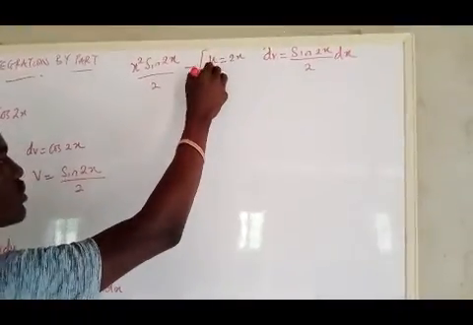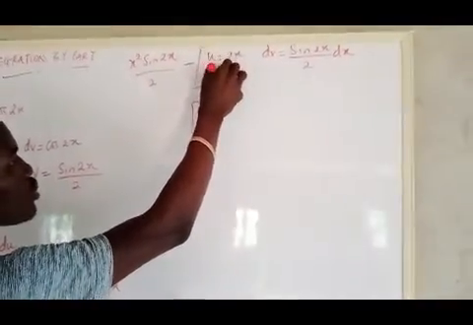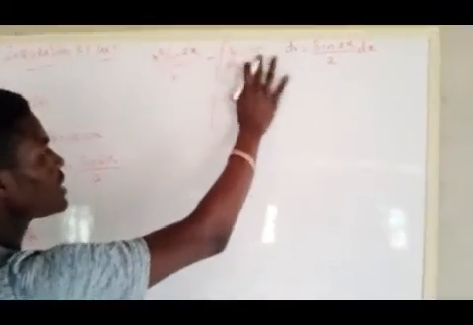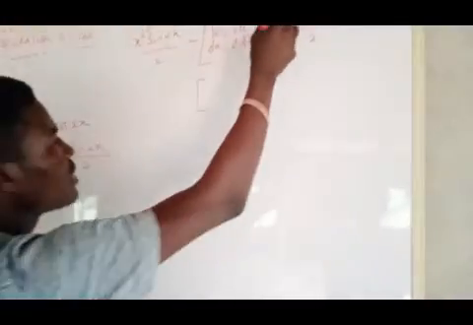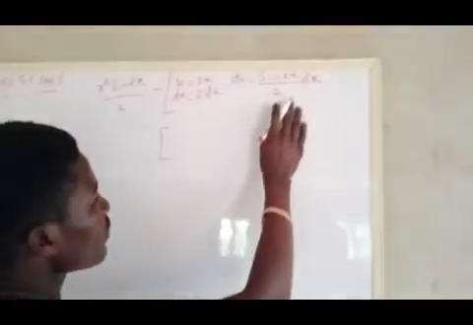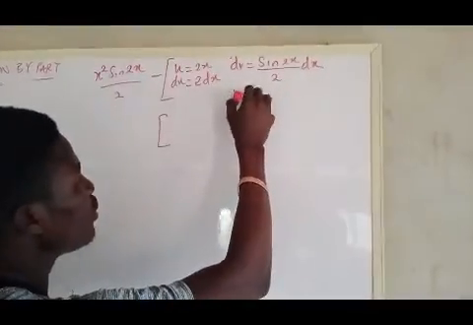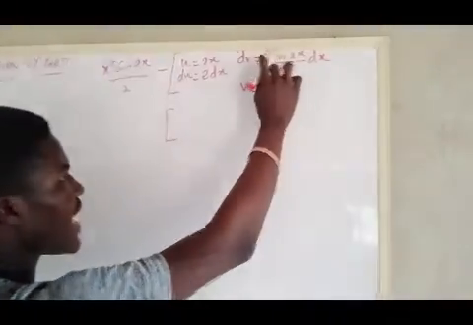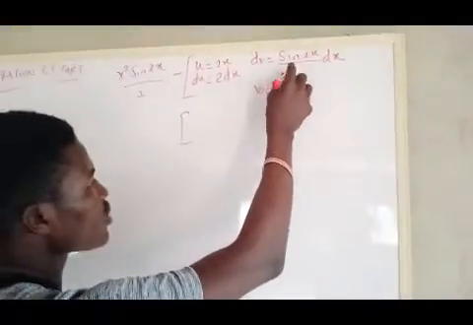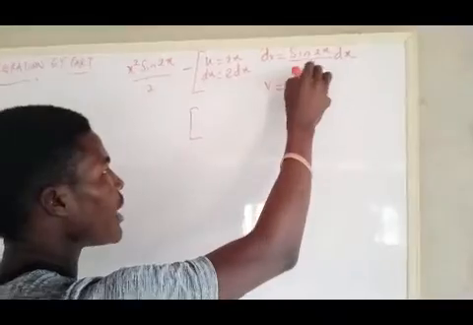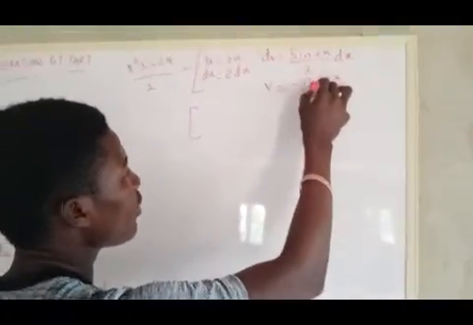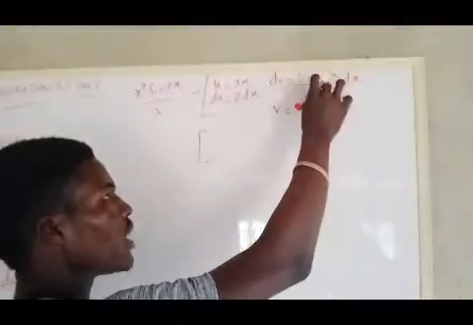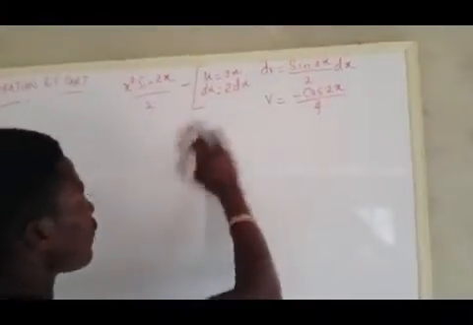So your du will be what? 2 dx, because if you differentiate this, it will give you 2 dx. Now your v here, your v will be what? If you integrate sine 2x over 2, it will give you minus cos 2x over 4, because these two will come down, then multiply these two will give us 4. All right.